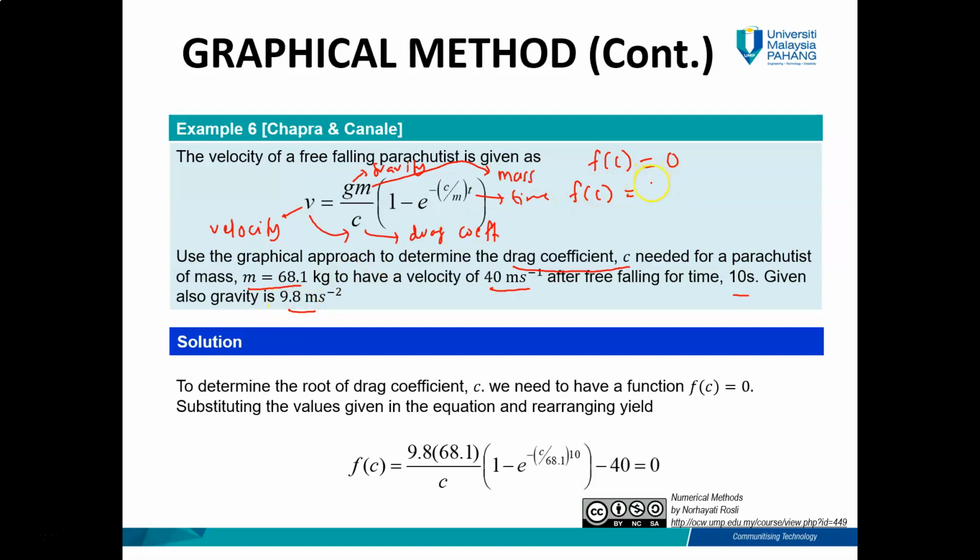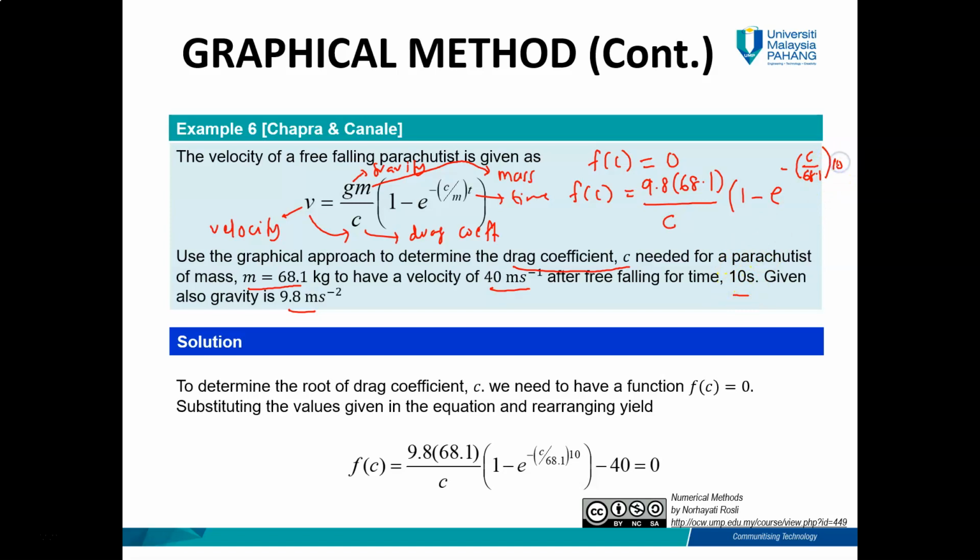So we can substitute: 9.8 times M, which is given by 68.1, so times 68.1 divided by C. C, we don't know the value. We want to compute the value of C now, which is times 1 minus exponential of negative, again C, we don't know the value, divided by M, 68.1, times T. And T is given here, 10 seconds.